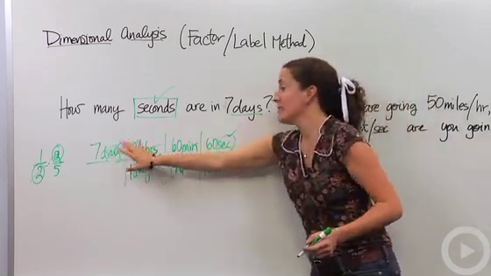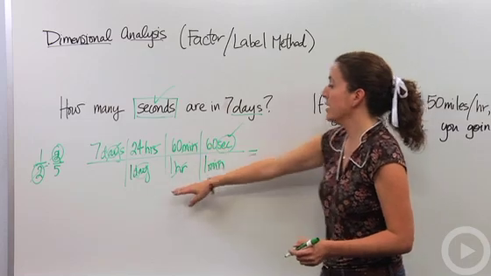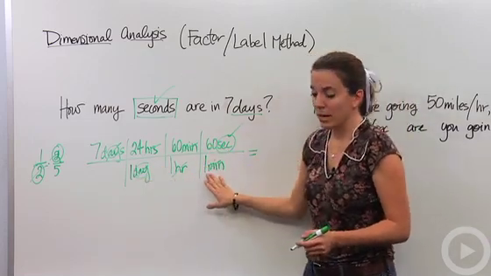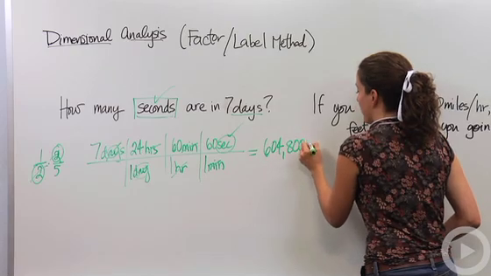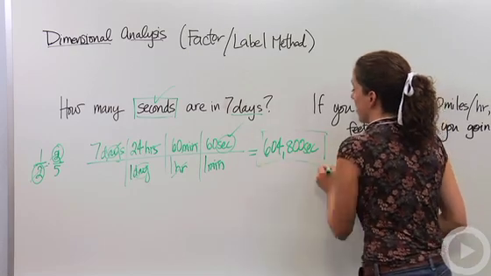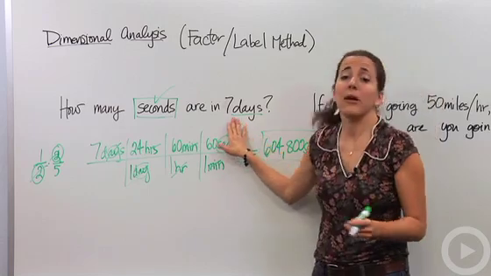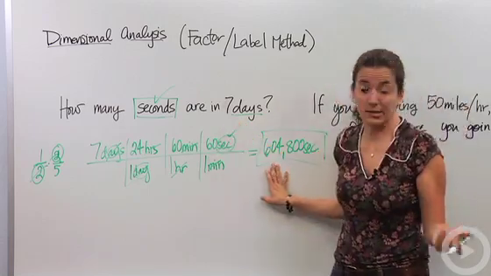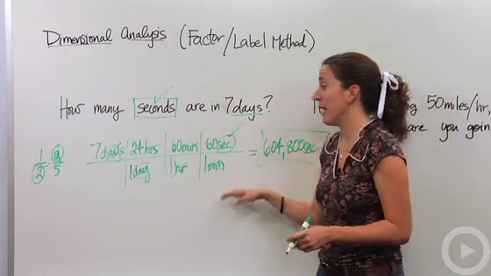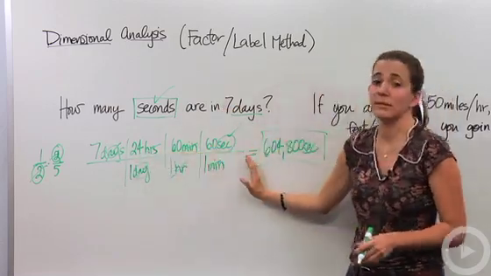So if I multiply 7 times 24 times 60, divided by 1, divided by 1, divided by 1, I get 604,800 seconds. And this makes sense because in 7 days, there are lots of seconds, as we can imagine, and 604,000 is a lot of seconds. So this actually would make a lot of sense. Okay, so this is a method, this is dimensional analysis in a nutshell.